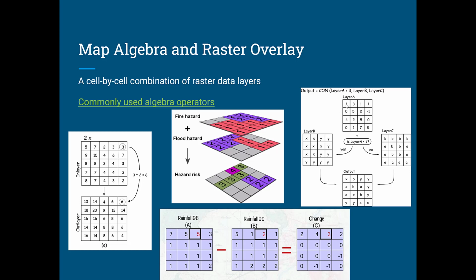So you can see the first one, my layer A, this pixel, the value is 1. It's smaller than 3, yes. So I'm going to take the value from layer B, it's an X. The next one is 3. 3 is not smaller than 3, so no. Then I will take this value from layer C as my output at the same location, and so on. So you can see this is a cell-by-cell combination.